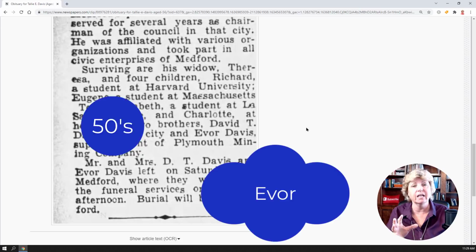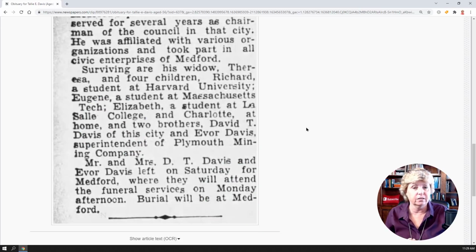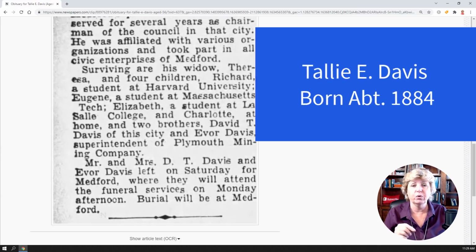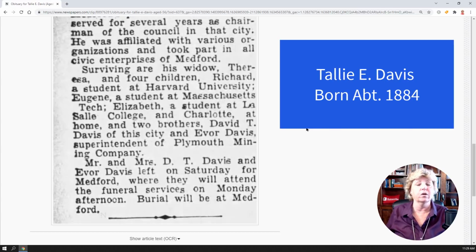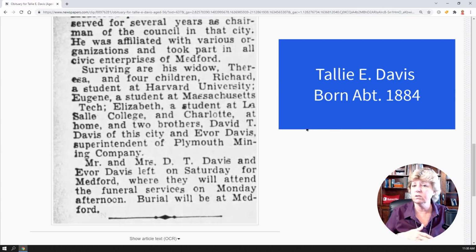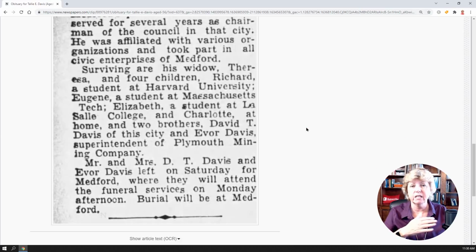So we can then also make some guesstimates about their birth and put an about year in there if we wanted to. We could even use the same year as Tally Davis, who we think was born around 1884, because he's 56 years old at the time of his death in 1940. So we're totally guessing here. We have not done any research. We have not looked at a single record other than this obituary to infer all of this, okay?